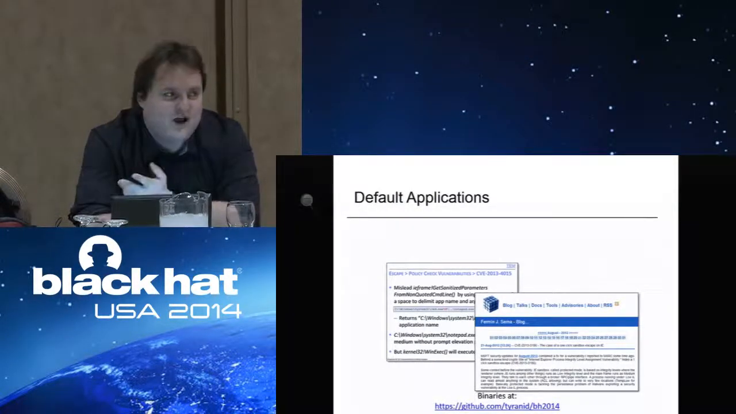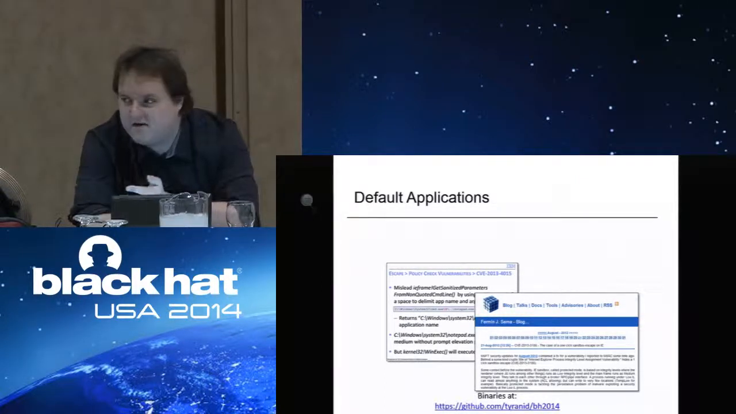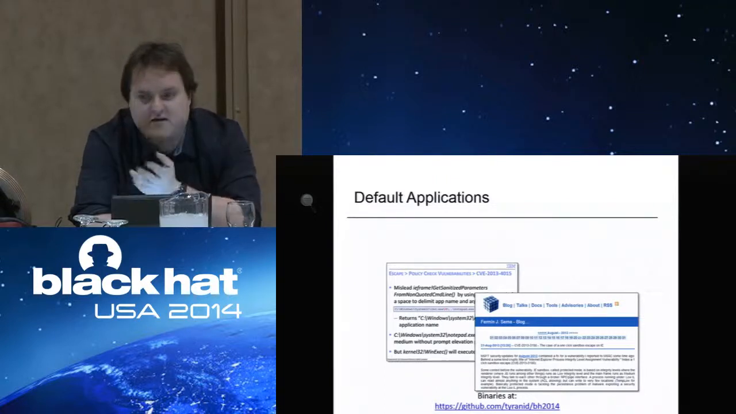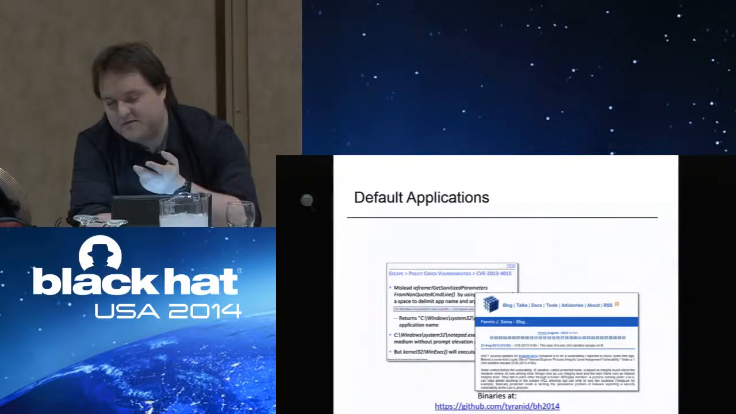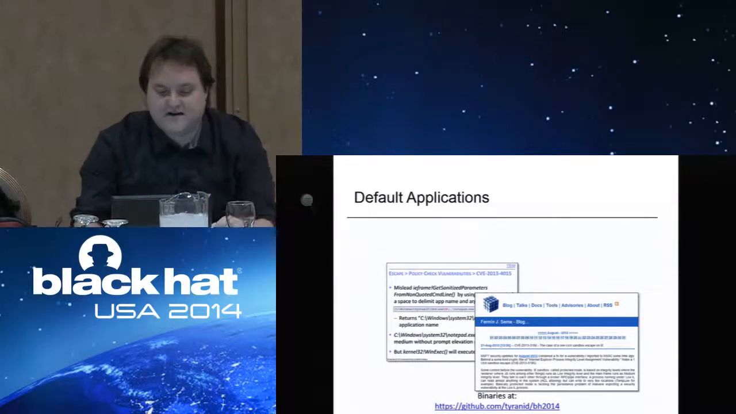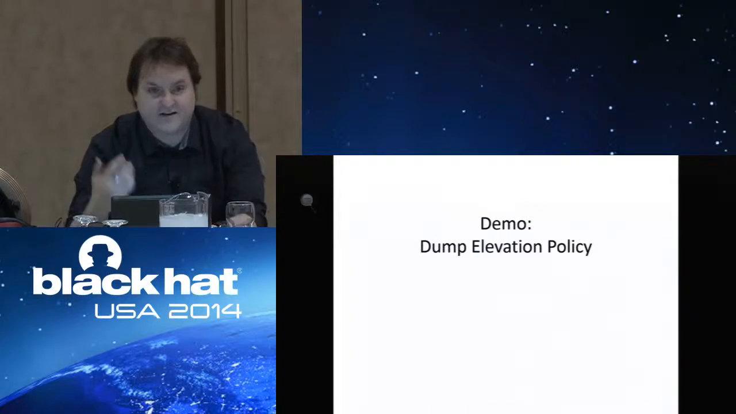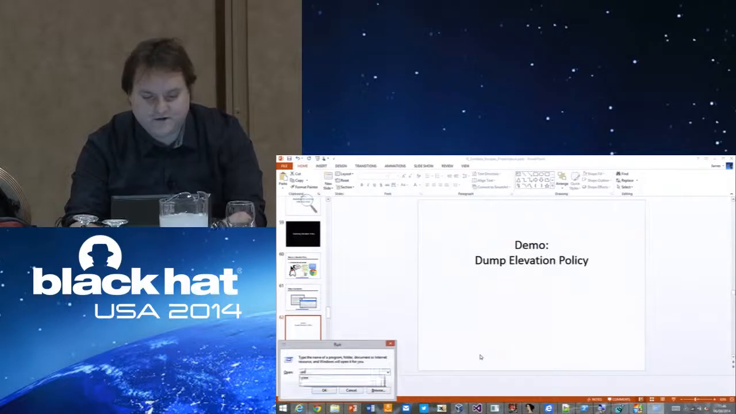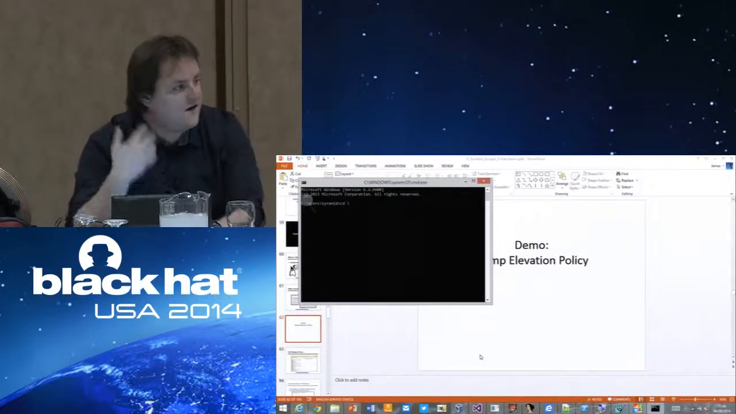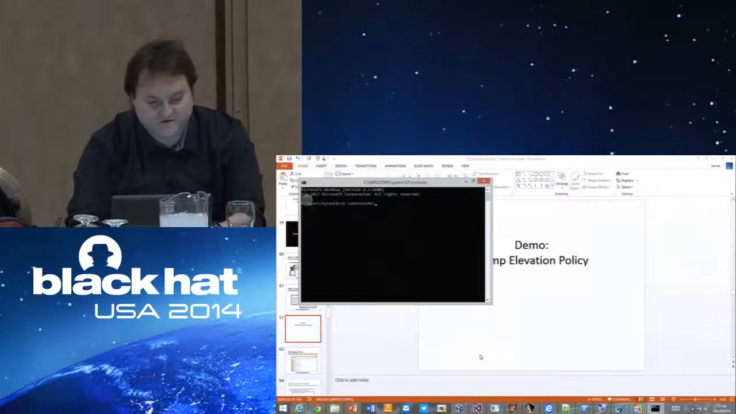But of course we just want to look at default applications, because if you're finding a sandbox escape, you want the most coverage, I suppose, the most available systems to exploit. And there's been various vulnerabilities found in this sort of area before. So let's have a look at the elevation policy itself. I've got a little tool which we can run to basically read the elevation policy from the registry and dump it to the console.